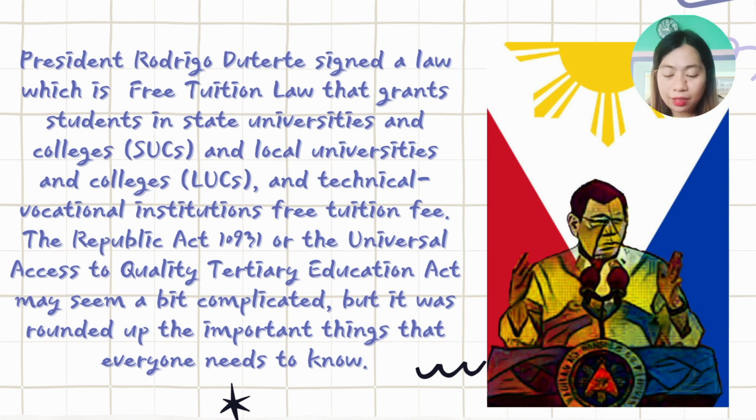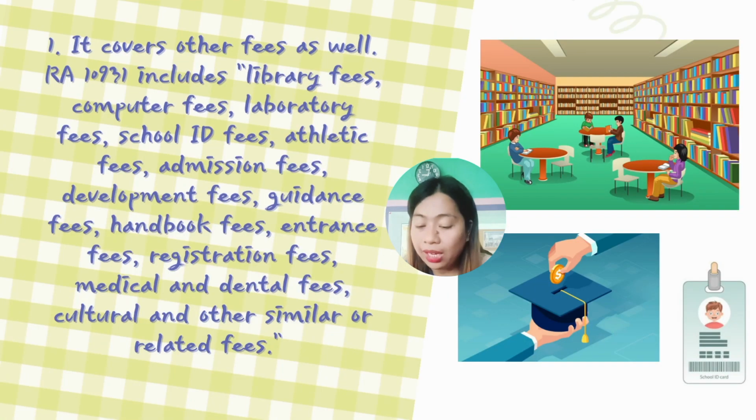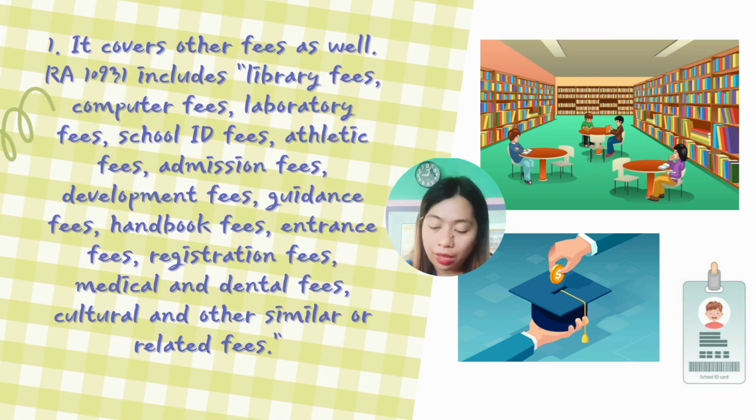The Republic Act 10931, or the Universal Access to Quality Tertiary Education Act, may seem a bit complicated, but here is a roundup of the important things that everyone needs to know. Number 1. It covers other fees as well. RA 10931 includes library fees, computer fees, laboratory fees, school ID fees, athletic fees, admission fees, development fees, guidance fees, handbook, entrance, registration, medical and dental, cultural, and other similar or related fees.